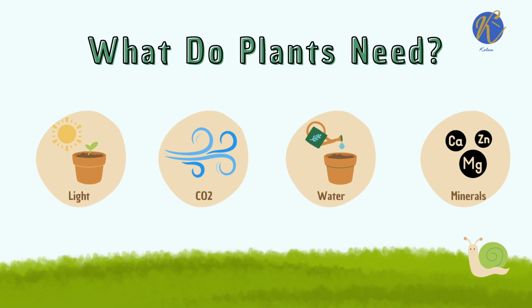Plants are unique because they can make their own food using light, carbon dioxide, water, and minerals found in their surroundings. Plants obtain raw materials from their surroundings, such as water from the soil and carbon dioxide from the air. Plants transport these raw materials to their food factories using special structures like roots and leaves.